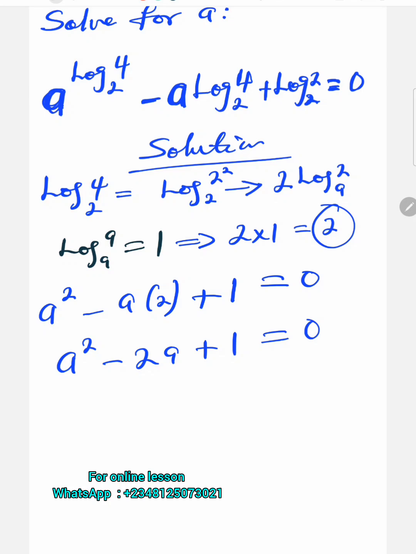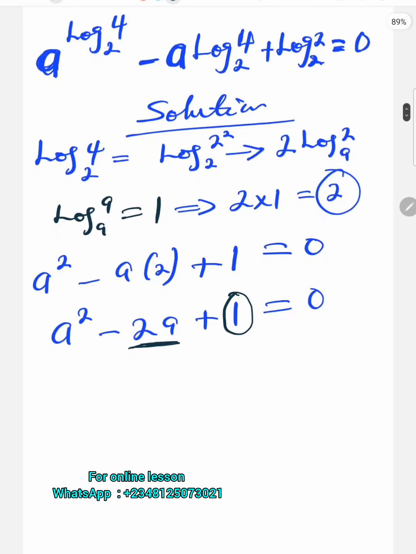Let us see what we have here. We have a squared, and this one is a perfect square. So if I take half of the coefficient of a and I square it, it will give me 1. So automatically, this is a perfect square. Then we can as well factorize.